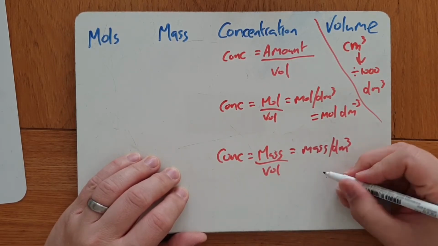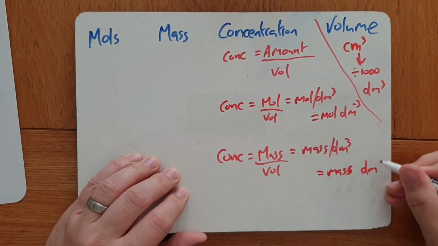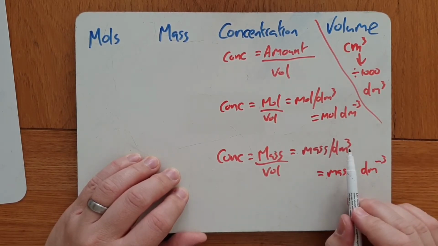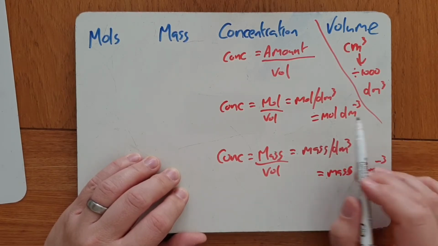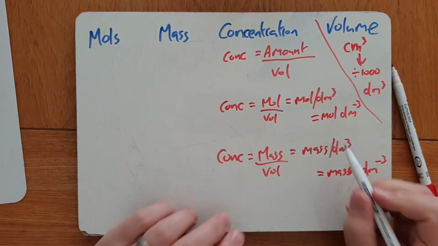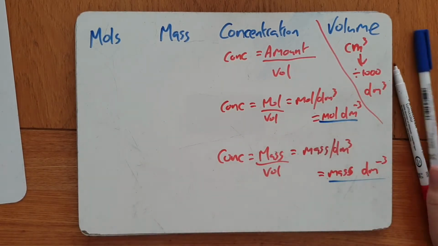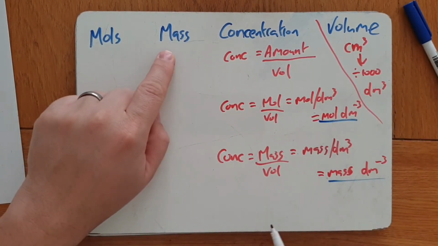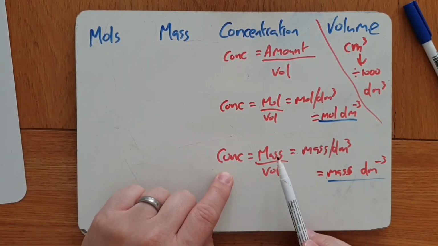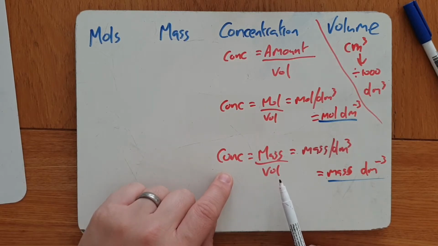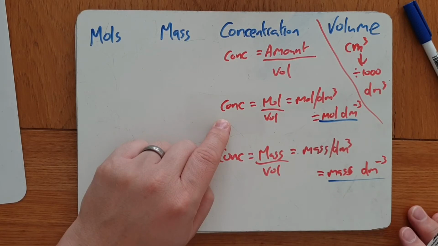And just the same for the mass. That is mass dm -3. Mass per decimeter cubed or mass dm -3, those two are the same thing. But the ones I'll underline, that's what they tend to use in the exam, one of those two. So if they want you to work out concentration in mass per decimeter cubed, you just do mass divided by volume. If you want concentration in moles per decimeter cubed, you do moles divided by volume.